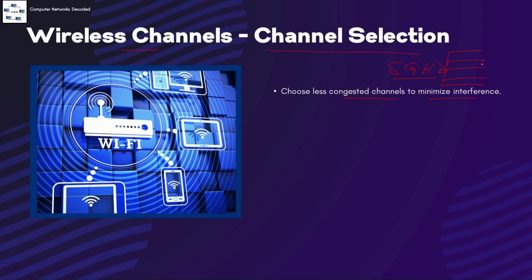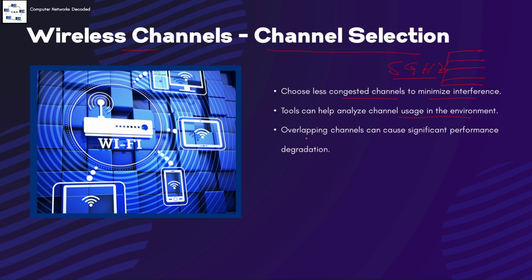There are multiple channels and you should look for the channels that are least congested or that minimize the interference. You can use different tools to analyze channels that are used in environments, such as a Wi-Fi analyzer. We will study Wi-Fi analyzer in a while. And overlapping channels can cause significant performance degradation.